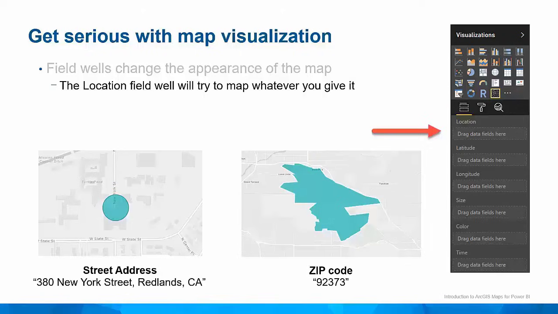The location field well has some smarts behind it, and it tries to automatically figure out what you throw at it. But you can help it out by using the Power BI data modeling tools to add the right data category to the field. In the example on the left, I added a street address field to the location field well, and I got a point location on my map. On the right, I added a field with zip code location to the location field well, and you can see it added a polygon. The location field well knows the difference between the two and shows the correct shape on the map.